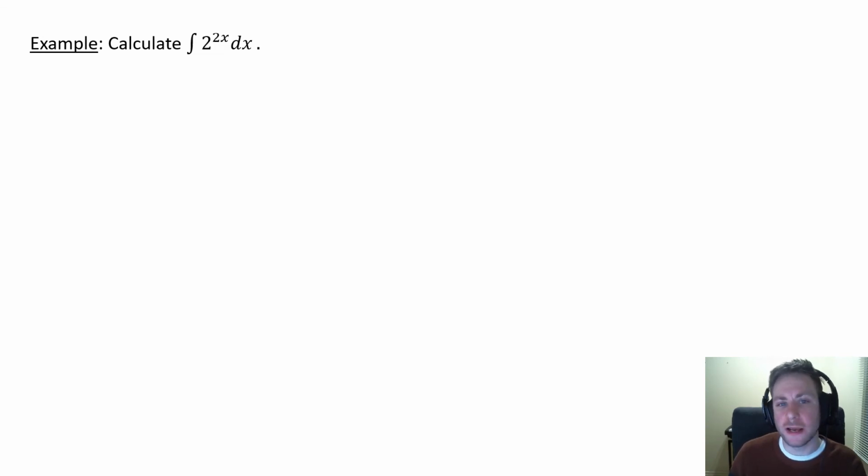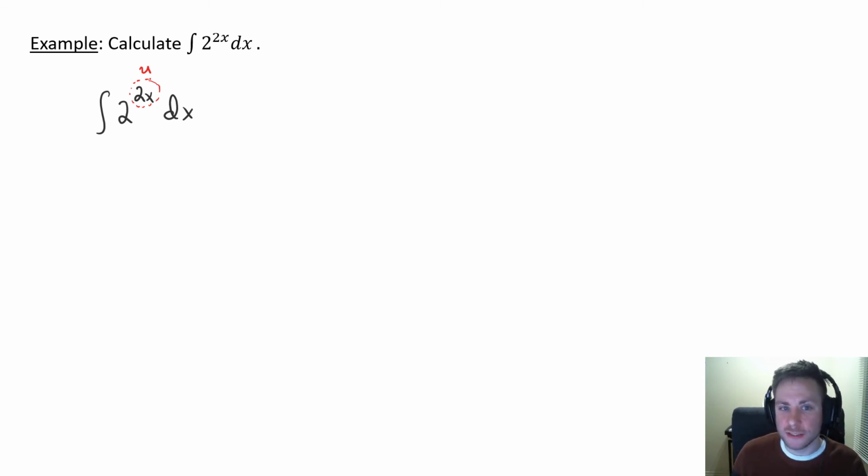Next up, let's do an antiderivative. Pause and try it for yourself, and when you're ready, let's look at the answer. There's actually more than one way to do this, but one way is to try and think of this as 2 to the u, since that's the formula we know from earlier in the video.